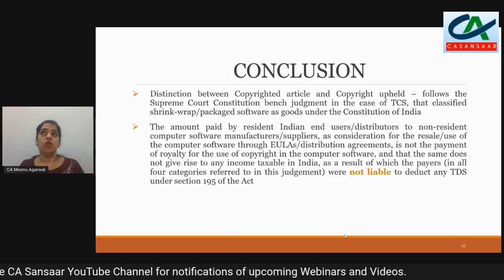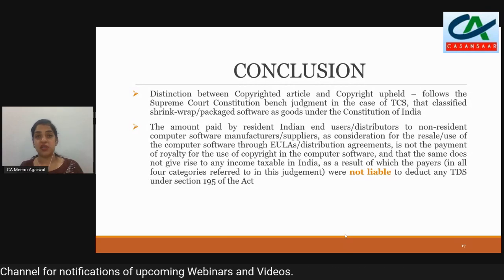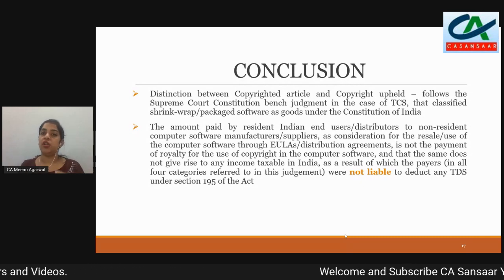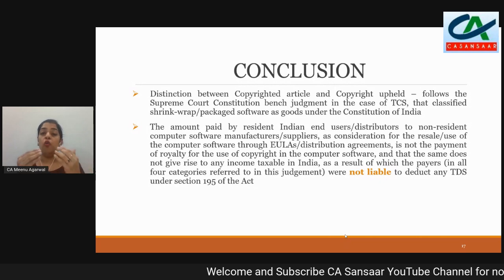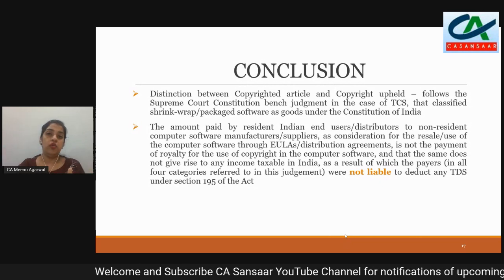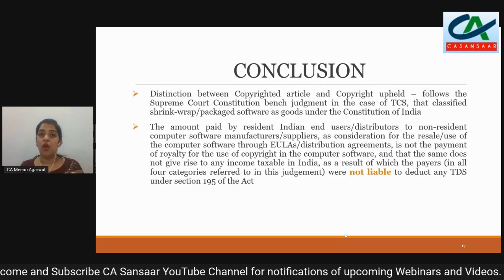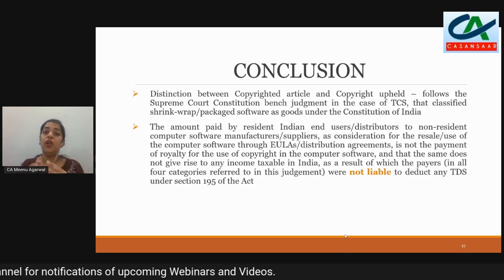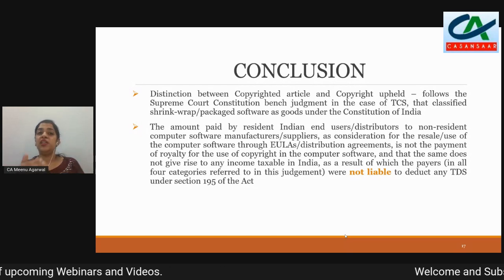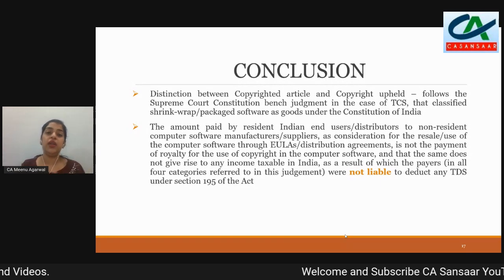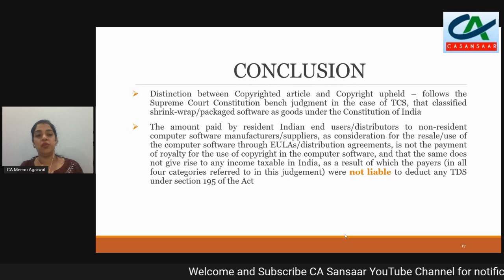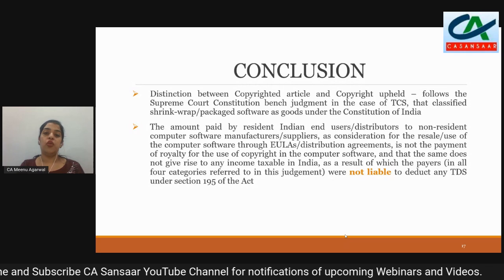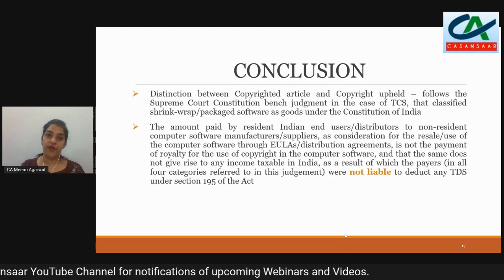Based on the various analysis we have just done, though it has not been specifically covered, the mode of delivery or the manner of delivery will not matter. What will matter is, even after downloading the software, do you have all the rights, or do you have non-exclusive, non-transferable rights? So you need to be careful, irrespective of the mode of delivery. Only the rights which have been given as per the agreement need to be looked into to conclude whether the same shall be treated as royalty or not. As in this case, the payment towards the use of computer software is not being treated as royalty.